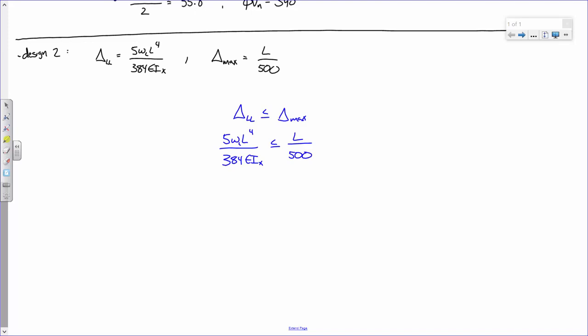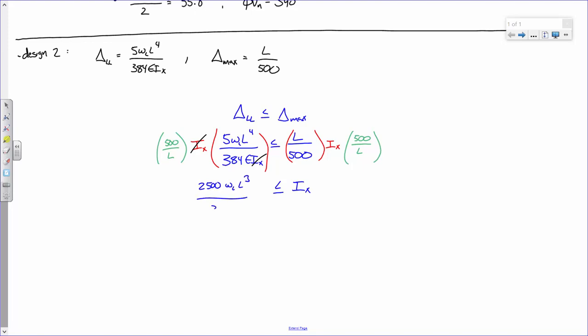All right? So what I'm going to do is I'm going to flip and multiply. So I'm going to multiply both sides by IX, multiply both sides by IX, and then at the same token, multiply both sides by 500 over L, multiply both sides by 500 over L. So on the right side, the fractions cancel, and I'm just left with IX. And on the left side, what happens? Well, the IXs cancel. That cancels, and that cancels. And then what do I get? I get 2,500 WL^3 over 384 E. Did I do that right? Did I go too fast, or?